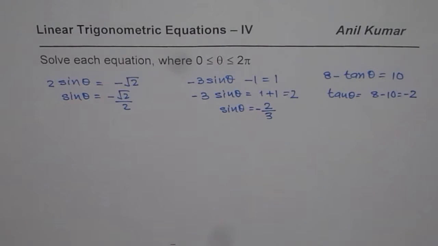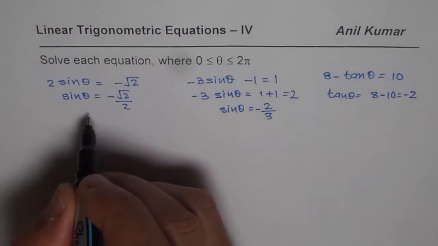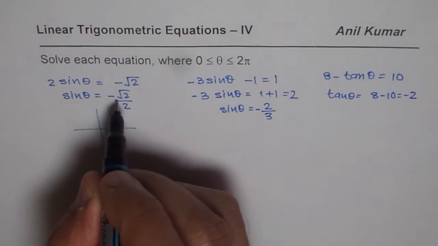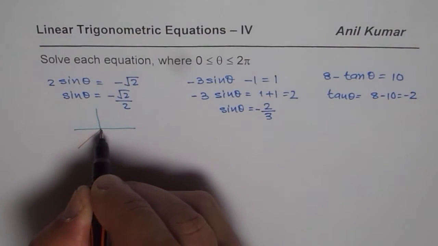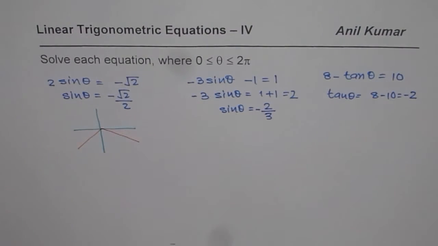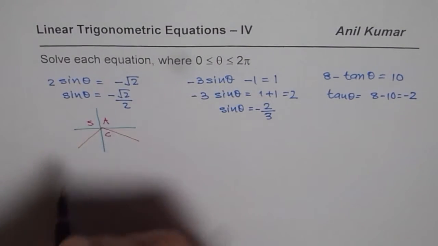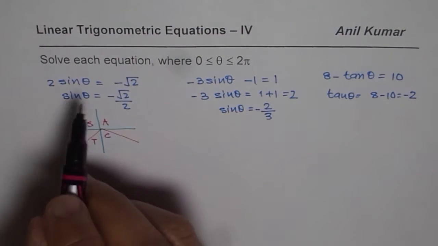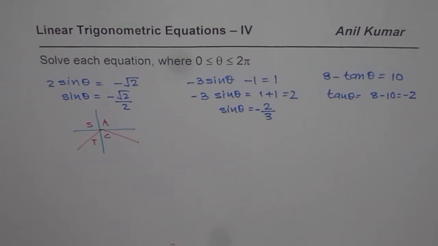Now let's begin by solving the first one. Sine theta is negative. That means we are looking for two solutions. One of the solutions should be in quadrant 3, the other one in quadrant 4, right? The reason is the CAST rule. So you can always write your CAST rule: all are positive in quadrant 1, sine in 2, tan in 3, cos in 4. Since sine theta is negative, we are looking for two different solutions.